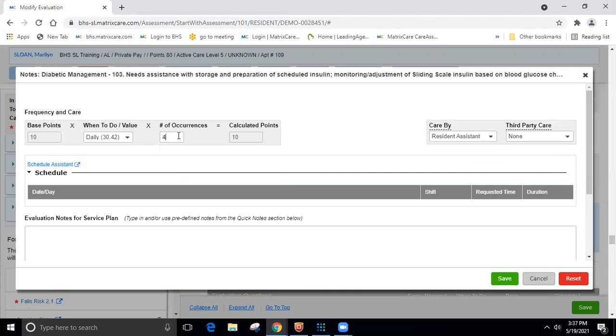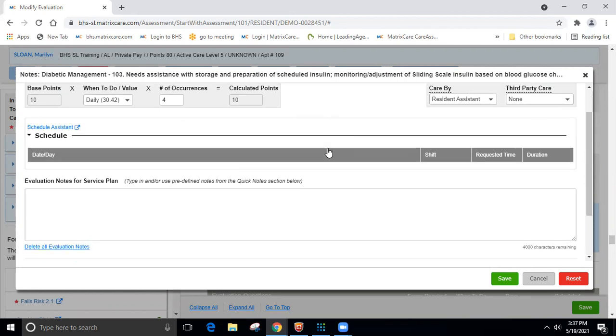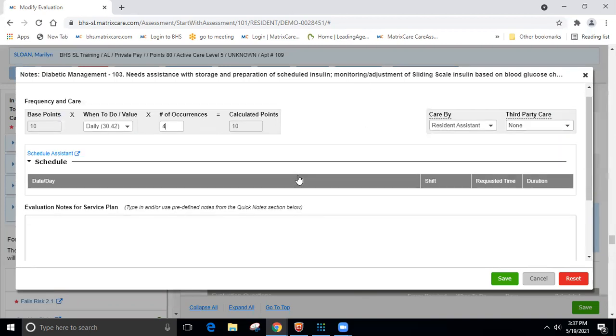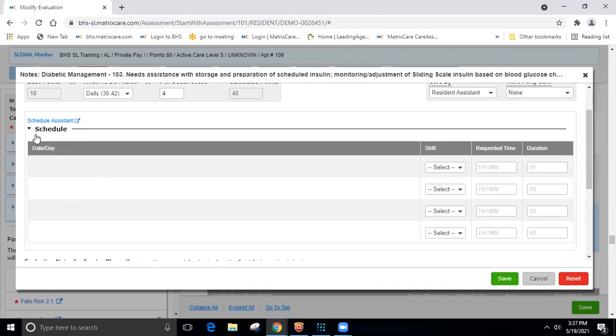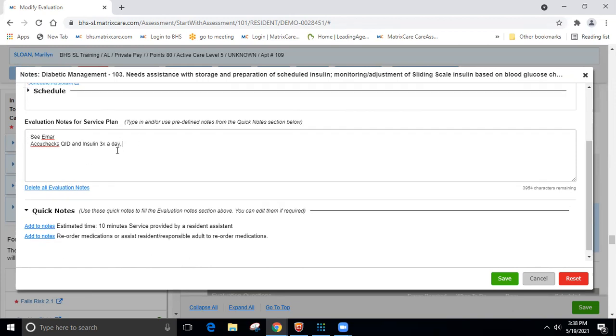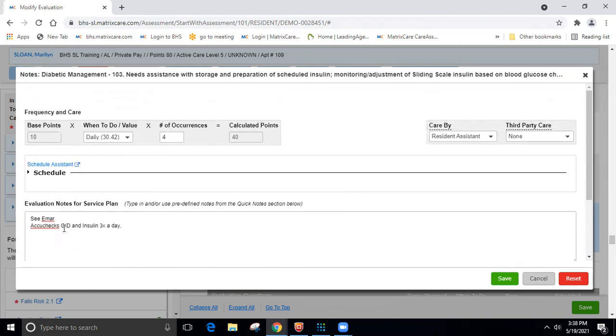And so what I tell nurses when they're setting this up for the aides, that this is the service. And again, they have to go to the EMR to do the AccuCheck and actual insulin. So I usually write see EMR. And if they have AccuChecks 4 times a day and insulin 3 times a day, I just want them to know that. They don't need the details here. It's just how many times a day.